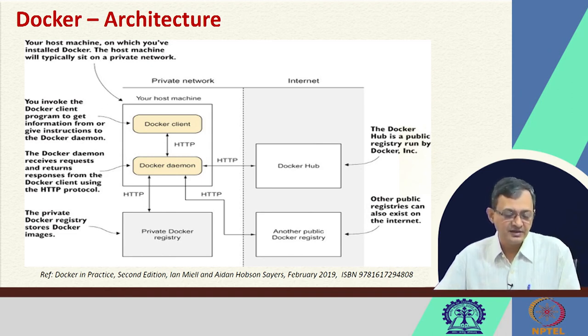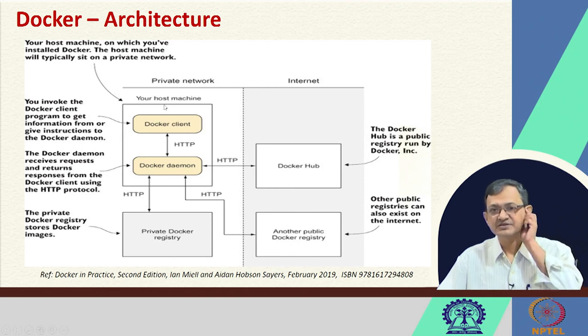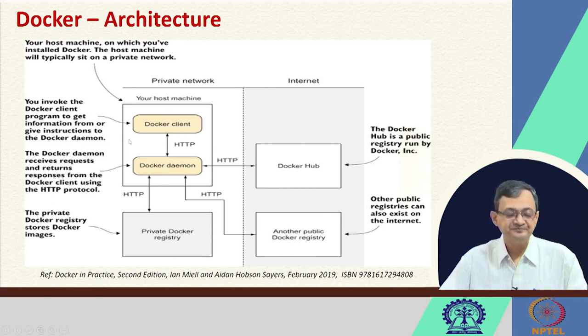Here we have the host machine on which Docker is installed. The host machine will typically sit on a private network. You invoke the Docker client program to get information from, or give an instruction to, the Docker daemon. The Docker daemon receives the request and returns the response to the Docker client. The Docker client sends an HTTP request to the Docker daemon, a request-response type of interaction over HTTP.